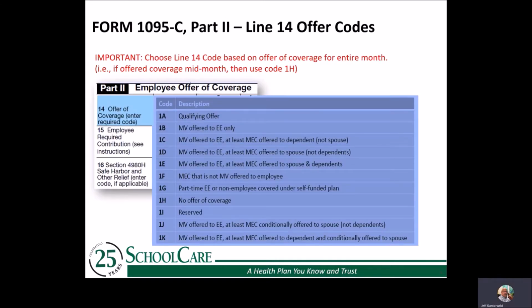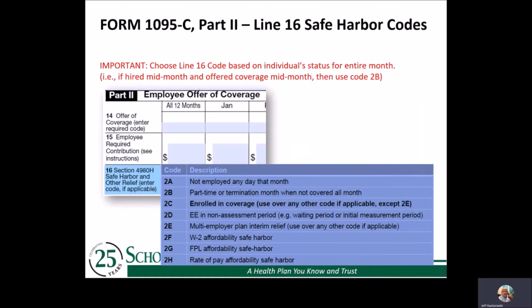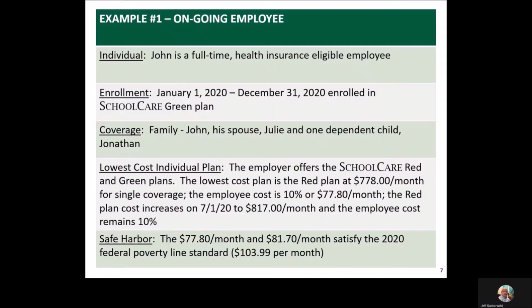For Part 2, here is a listing of codes to be used on line 14. The most common codes are 1A, 1E, and 1H. We will provide more details on each code as we move through some specific examples. For Part 2, line 16, these are the safe harbor codes. The most common codes here are 2A through 2D and 2G. With this foundation information, we are ready for the first example.